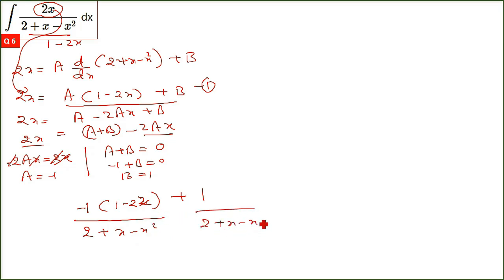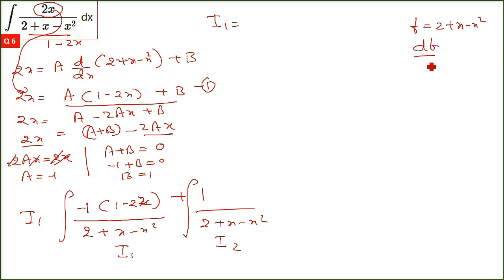So let's take it. Now when we integrate this is the actual integration. This we are calling I1. This we are calling I2. So we'll integrate this first term, I1. So I1 will be equal to, we'll take t equals 2 plus x minus x square. dt will be what? It will be 1 minus 2x into dx, which we have already differentiated initially. So dt will be equal to 1 minus 2x into dx.